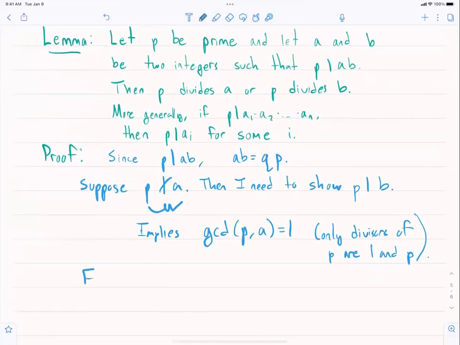And then this fundamental theorem of arithmetic tells me that there exist integers x and y such that p times x plus a times y is equal to 1.